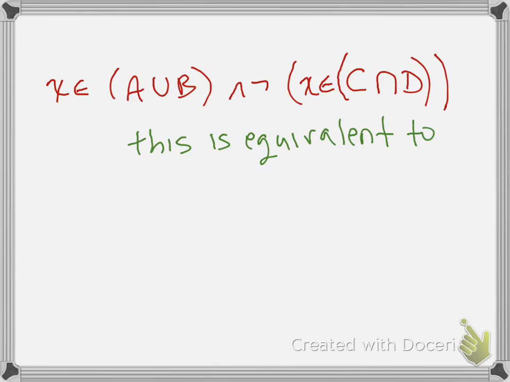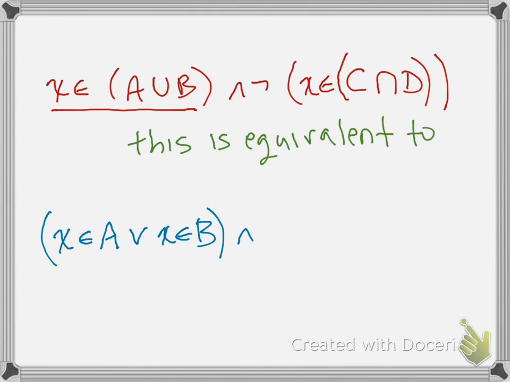Now here's what we have so far. So the next thing I'm going to do is analyze this first part right here. So this says X is an element of A or X is an element of B. I'm going to keep these in parentheses. Keep the second one in parentheses. Over here this says X is an element of C and X is an element of D.